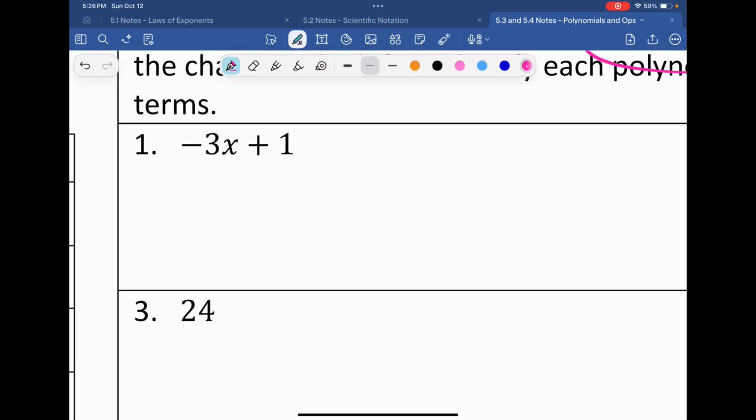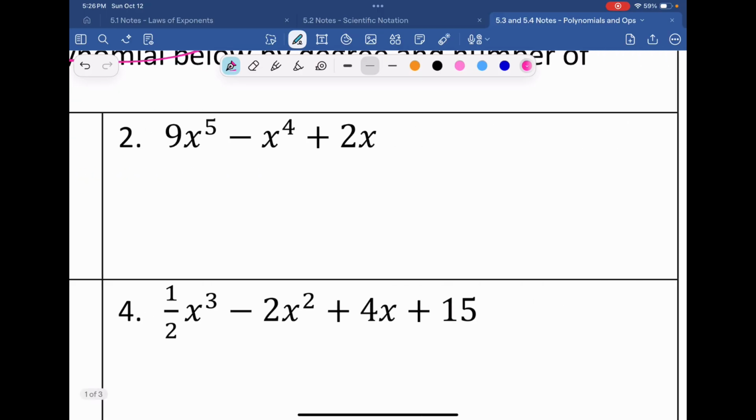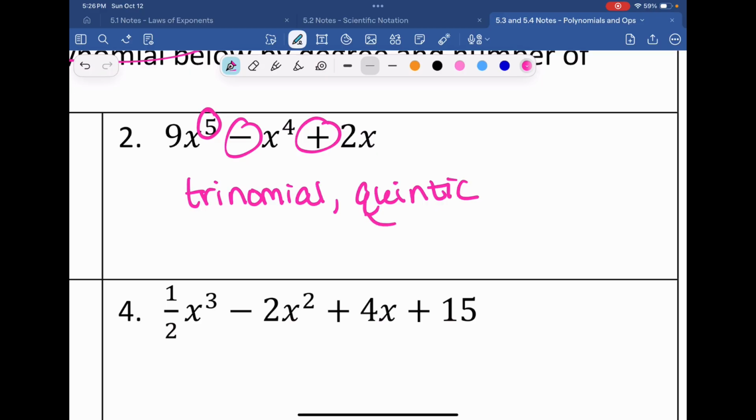So example 1, it's 2 terms, it's a binomial. And I know it's 2 terms because it has 1 addition and subtraction sign. And the exponent has degree 1, so this is linear. All right, I have 2 addition and subtraction signs. This is a trinomial. Highest exponent is the 5, so this is quintic. So this is the degree. This is number of terms.